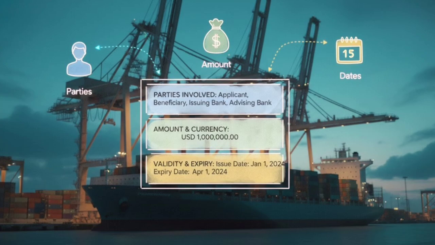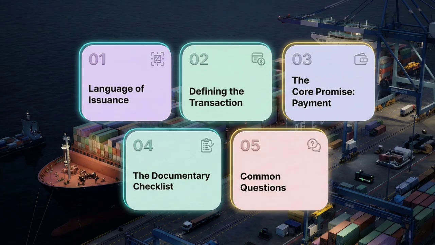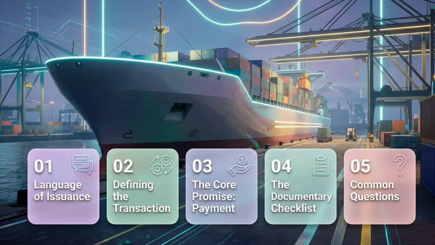So here's our roadmap. First, we'll start with the fundamentals, the basic language of issuance. After that, we'll look at how the MT700 actually defines the specifics of a transaction. Then we get to the really important part, the core promise of payment. We'll cover that all-important documentary checklist, and finally, we'll wrap things up by answering some common questions to make sure it all clicks.